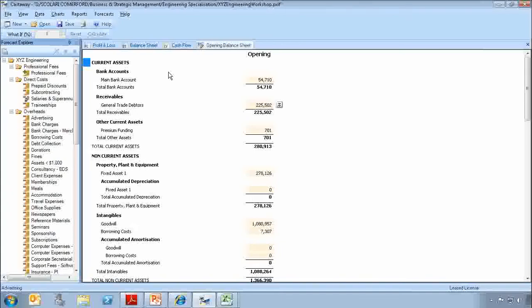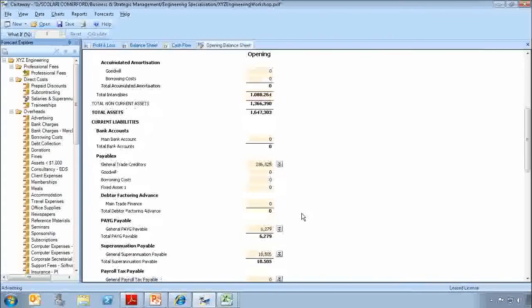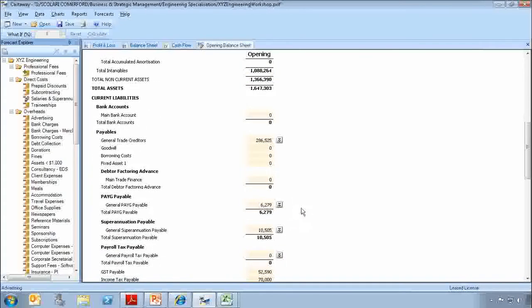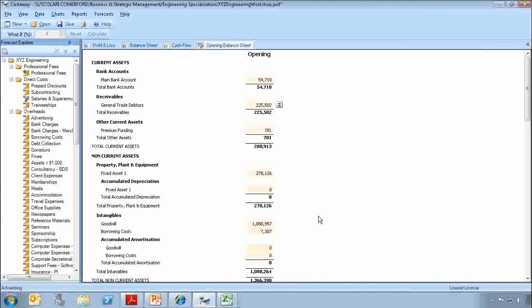And we will actually sit down and say, right, we need a starting point on where your balance sheet's at. And so your actual balance sheet before we do the projection might be sitting at $54,000 you have in your bank account. You might have debtors of $225,000. You have goodwill. You might have creditors of $286,000, some PAYG payable, super, GST, etc. And that can all be gotten from your financial statements or from the accounting system that you use. So that's the starting point.